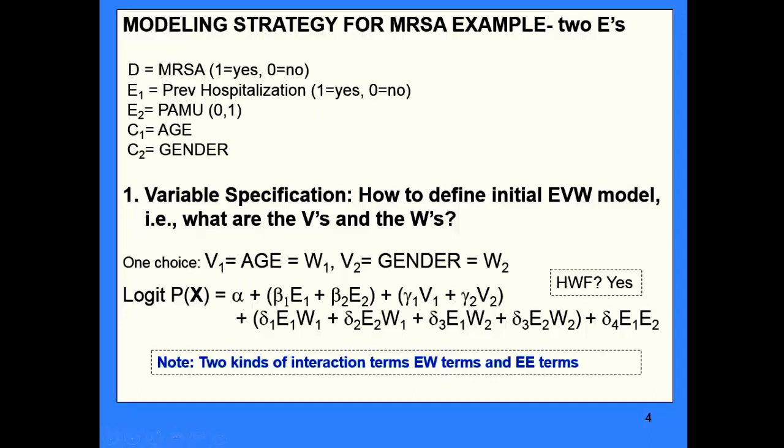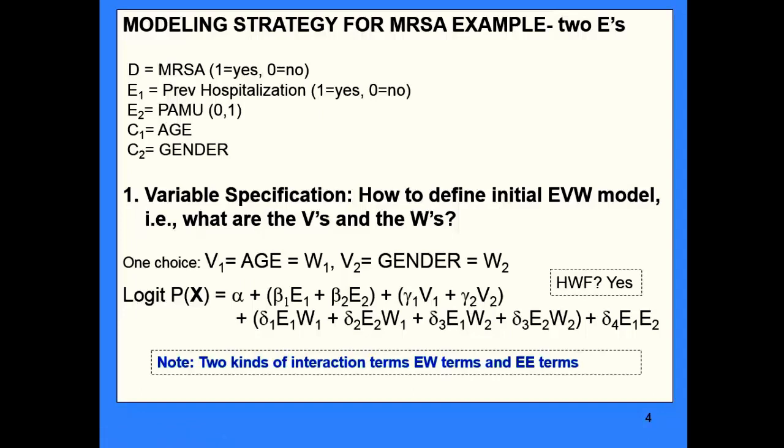So I'm trying to identify that I want to draw conclusions about whether either one or both, separately or together, predict whether somebody gets MRSA. And I want to control for these 2 variables, age and gender. I'm just going to control for them as they are, but I'm going to call them V's even though I'm not making them more complicated. And now, what happened here? What did I do here?